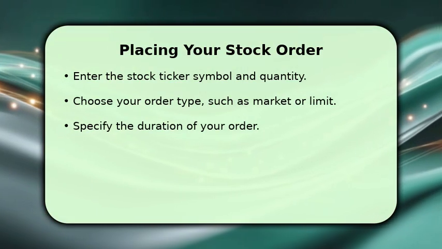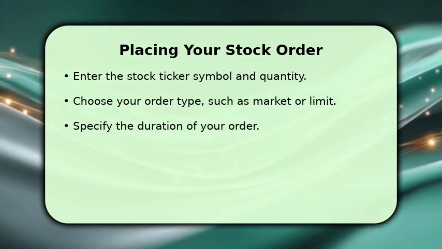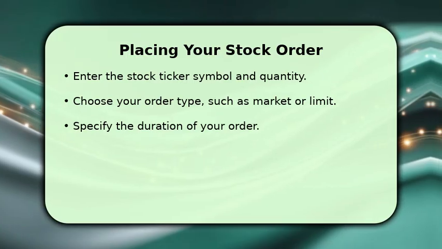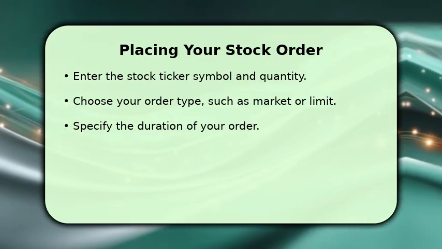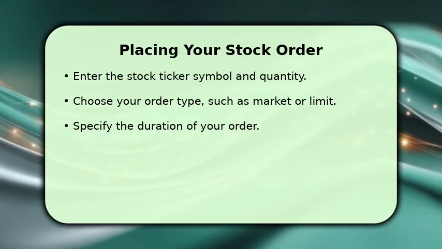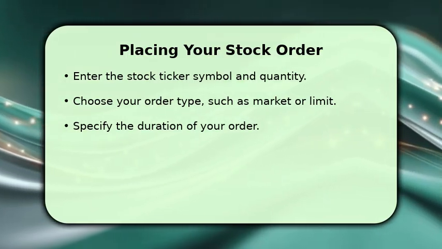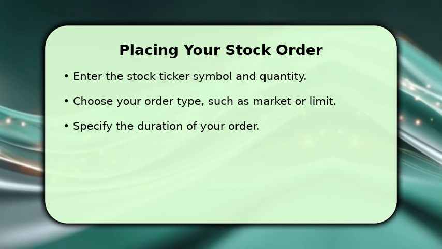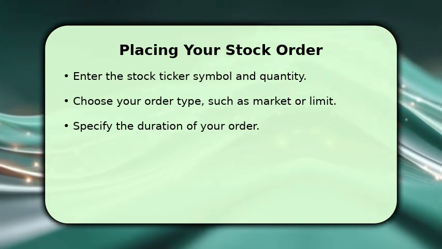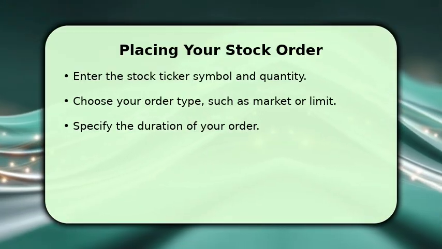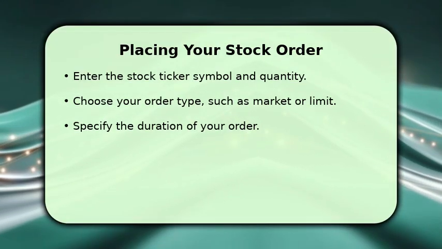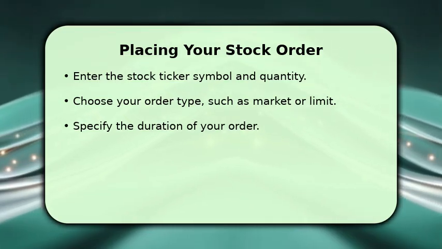Now it's time to place your order. Enter the stock's ticker symbol and the number of shares you want to buy, for example, 100 shares. Select your order type. A market order executes immediately at the current price, while a limit order lets you set a specific price. Also, choose the order duration, like good till canceled.